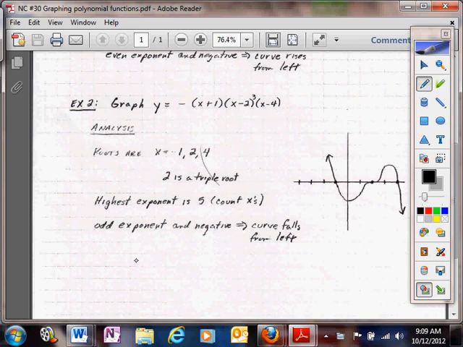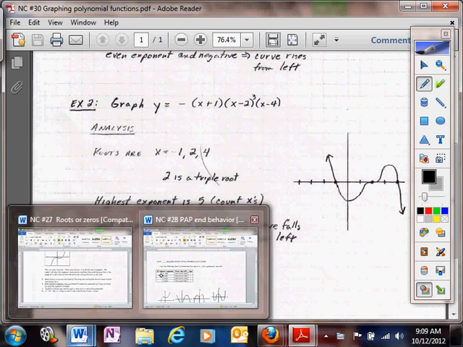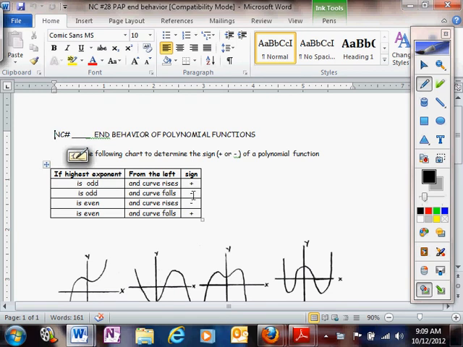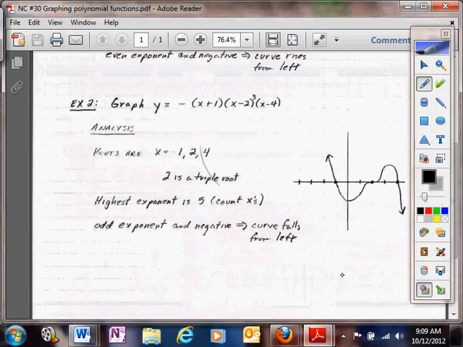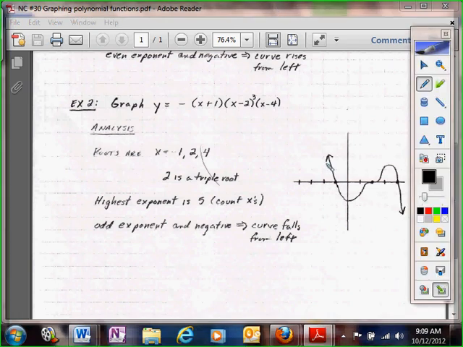So I would go back to my note card on my end behavior. And it's negative and it's odd. So since there's a negative sign out front here and it's odd, my curve is going to fall from the left. So I look at this note card here to see where I'm actually starting my function, if I'm going to rise from the left or fall from the left. And on this one, I'm going to fall from the left. That's where I've got right here. I'm falling from the left.